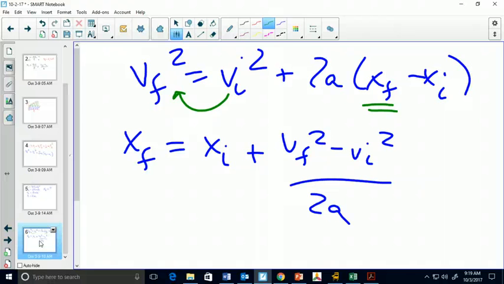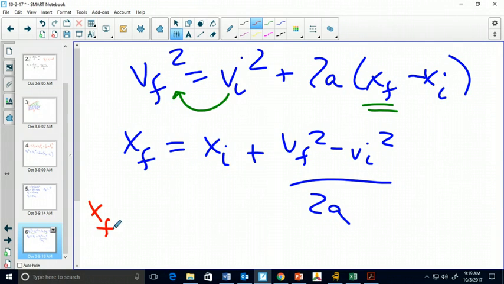Okay? And again, I promise you, this is just algebra. It looks crazy because there are all these xf's, but it's simple algebra. What you do on one side, you do to the other to get it by itself. And now I just plug in my numbers, right, guys? So let's do it.